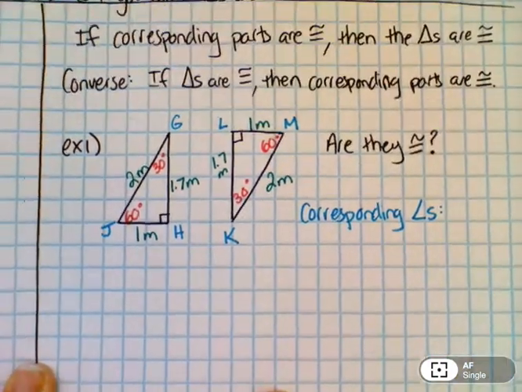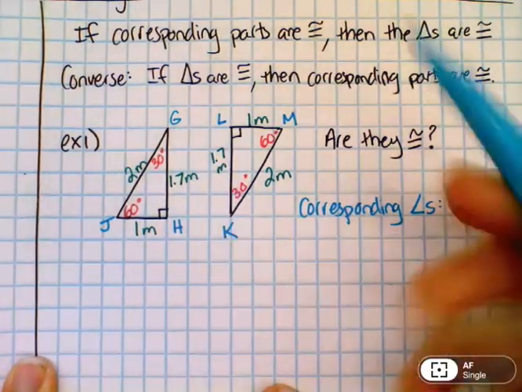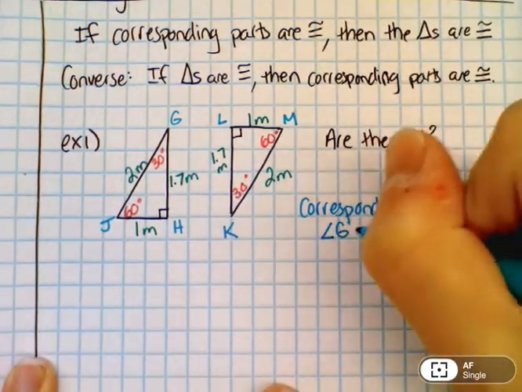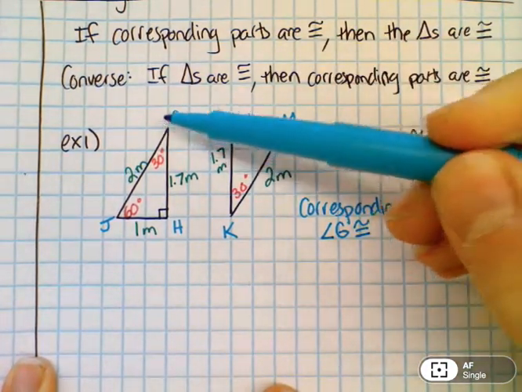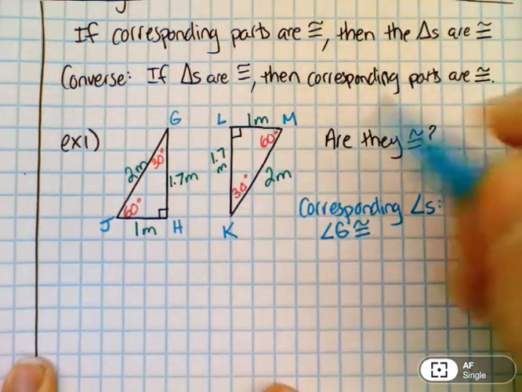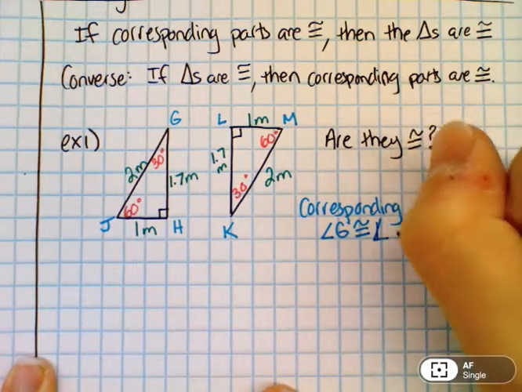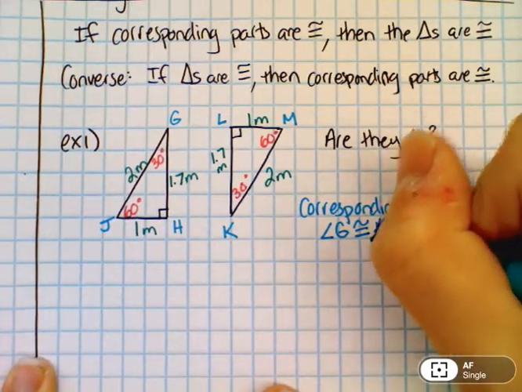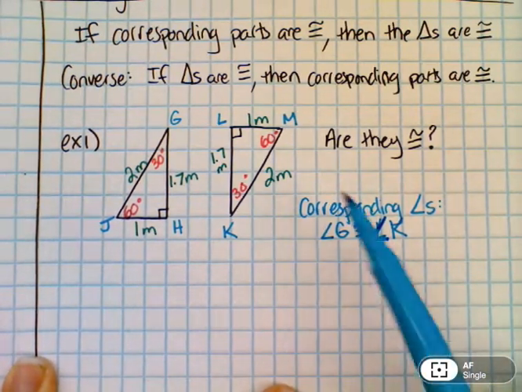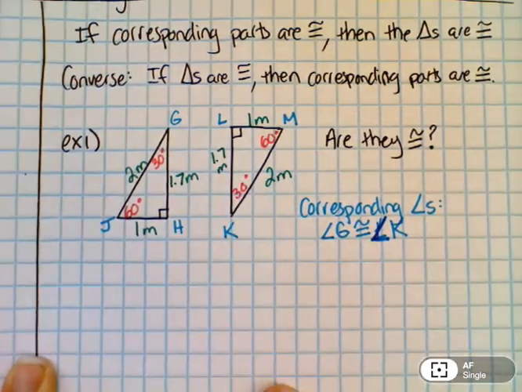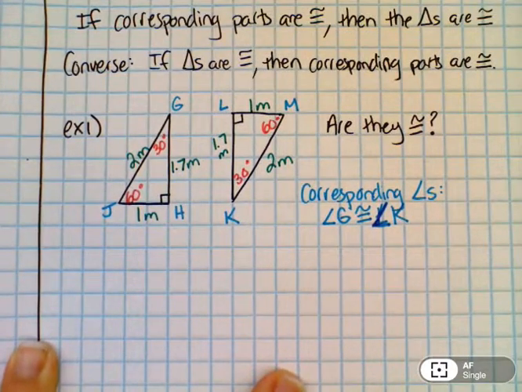Corresponding angles. So I'm going to start with angle G. So angle G is congruent to which other angle? So it's 30 degrees. So obviously it's going to be congruent to angle K. That's supposed to be angle K. So these are considered corresponding angles. They're congruent. They're corresponding angles. It's the same angle on the 2 different triangles. Go ahead and list the other 2 sets of corresponding angles and show that they're congruent.